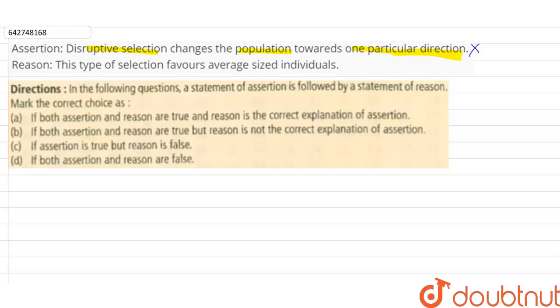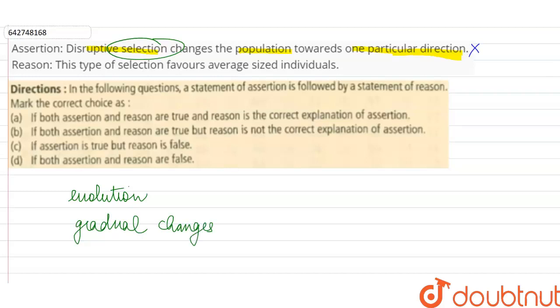We know that selection is a term that is associated with evolution. Evolution is the process because of which we are able to see gradual changes in all the life forms over the course of time. And the widely accepted theory for the mechanism of organic evolution is the theory of natural selection given by Charles Darwin.